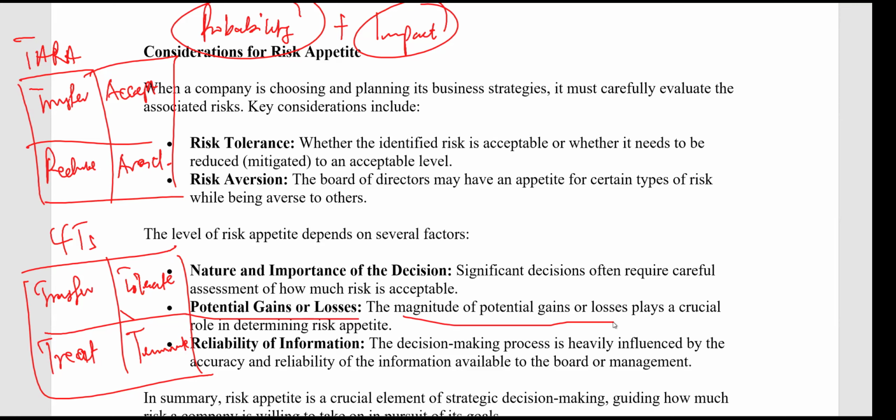Then finally, the reliability of the information that you are given. So the decision-making process is heavily influenced by the accuracy and reliability of the information that is available to the board or management. Because remember, if you can take on something, then you must have enough information about it, whether it's going to give you a gain, whether the perceived benefits are more than the cost involved, and is this something that is worth doing? Is it a life-changing opportunity? Is it something that you really need? Sometimes something may bring you a loss, but because it's a life-changing opportunity, you still have to take it, right? So these are the considerations that you have to think about in terms of your risk appetite, right?